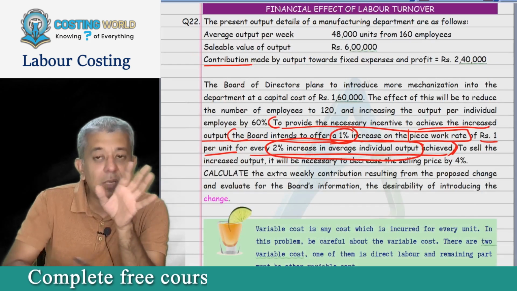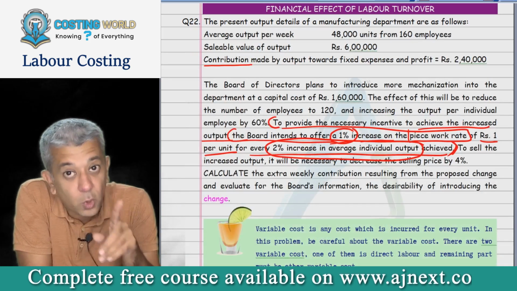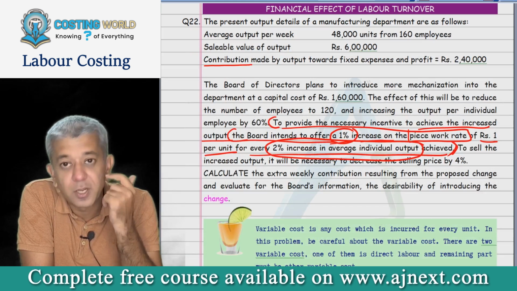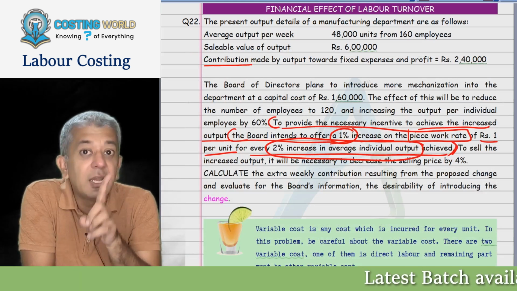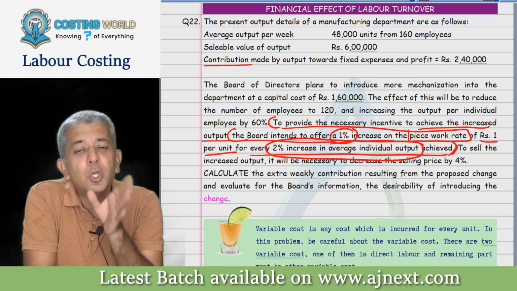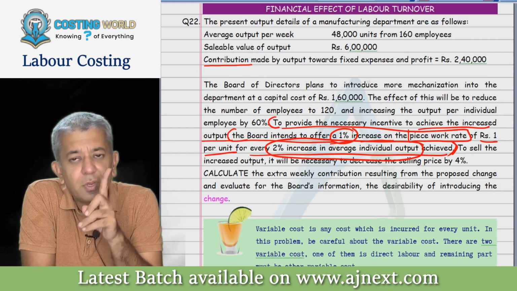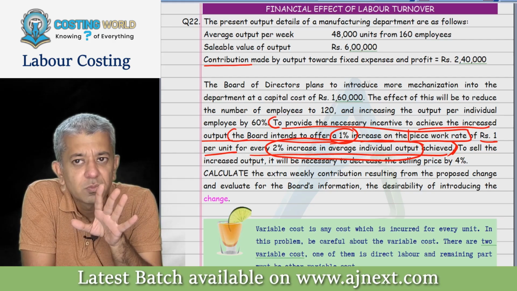So the only meaning of this line for you, because you are going to try this question, is that the current rate per unit is rupee 1 and the new rate per unit is rupees 1.3. Is that all okay? Yes.